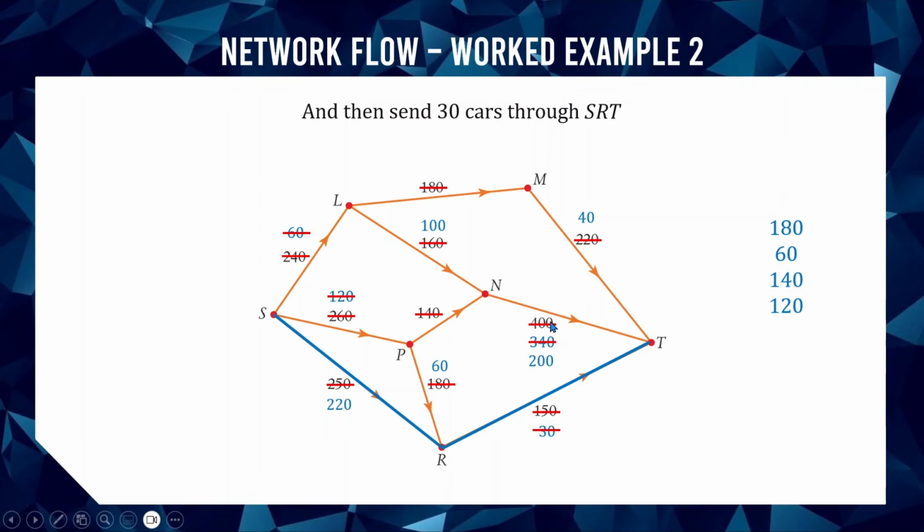Okay, now that's all the possible options. There's no way of getting from S to T now without hitting one of these blocked roads. So we make a note of the 30, and now we are done. The total flow of this network diagram is the sum of these blue numbers, giving us a total of 530.